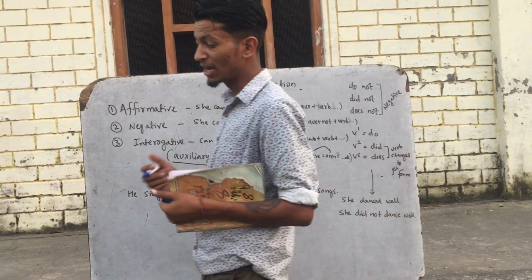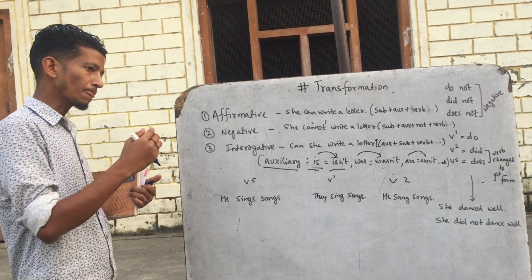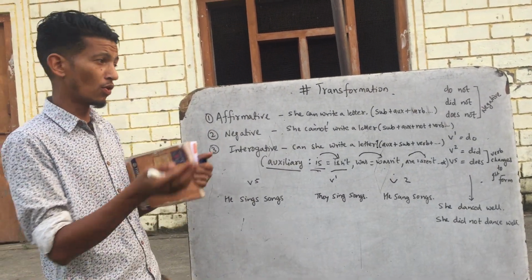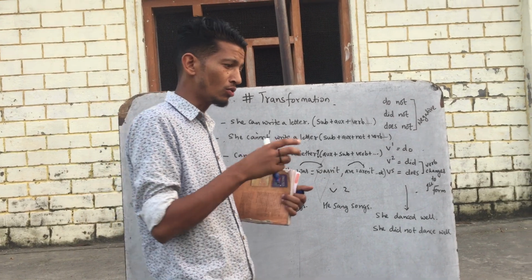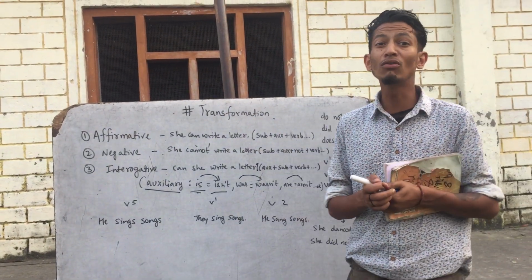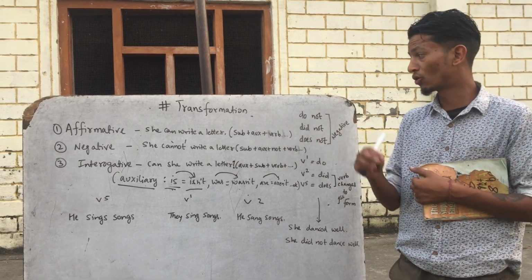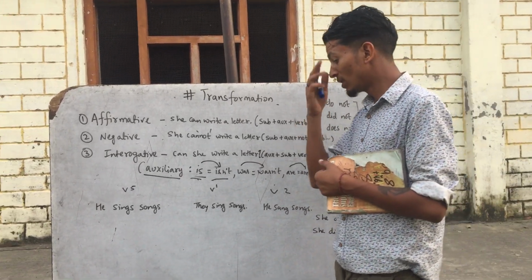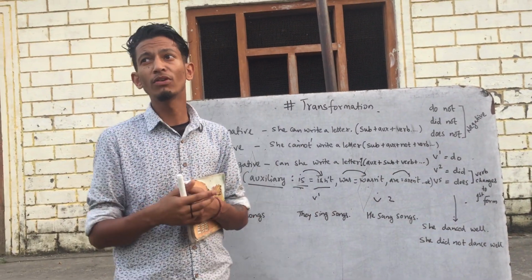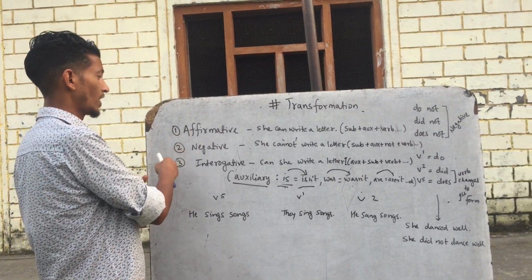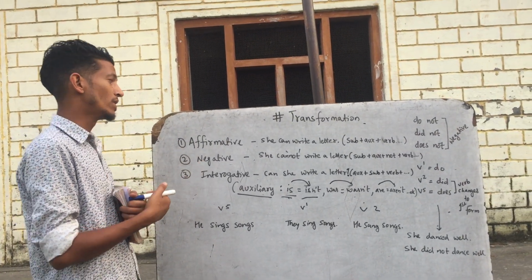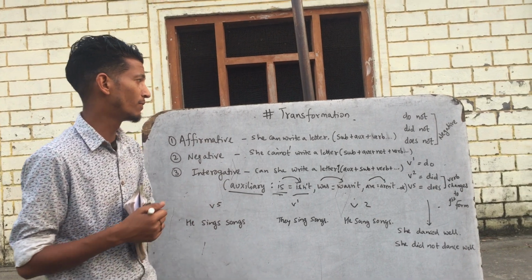So whenever we are trying to transform any sentence from one form to another, we need to first of all find out whether there is an auxiliary verb in the sentence or not. Why? Because we need to apply a formula whenever we transform a positive into negative or negative into interrogative. So let's see with the help of an example.